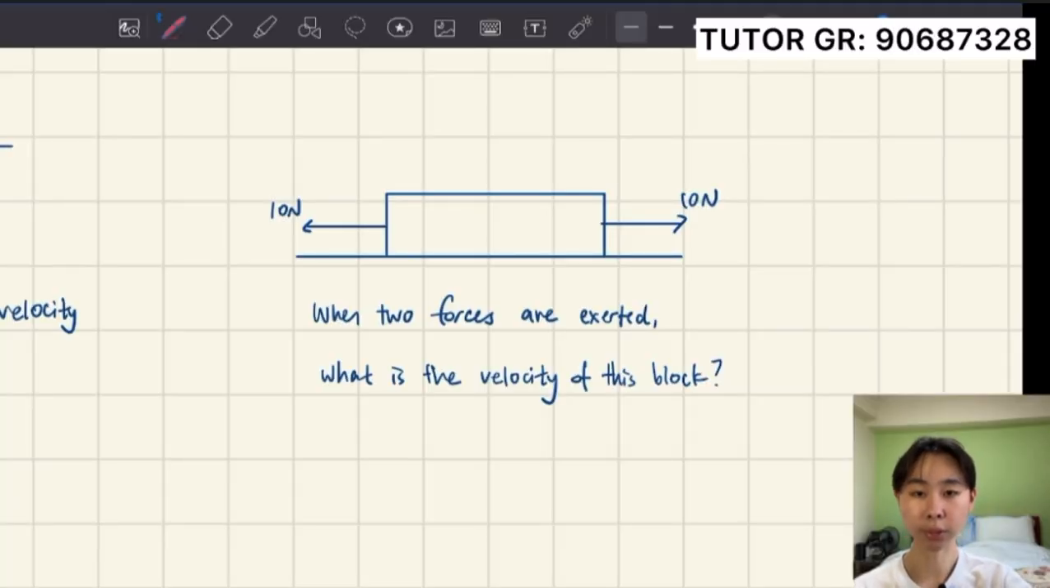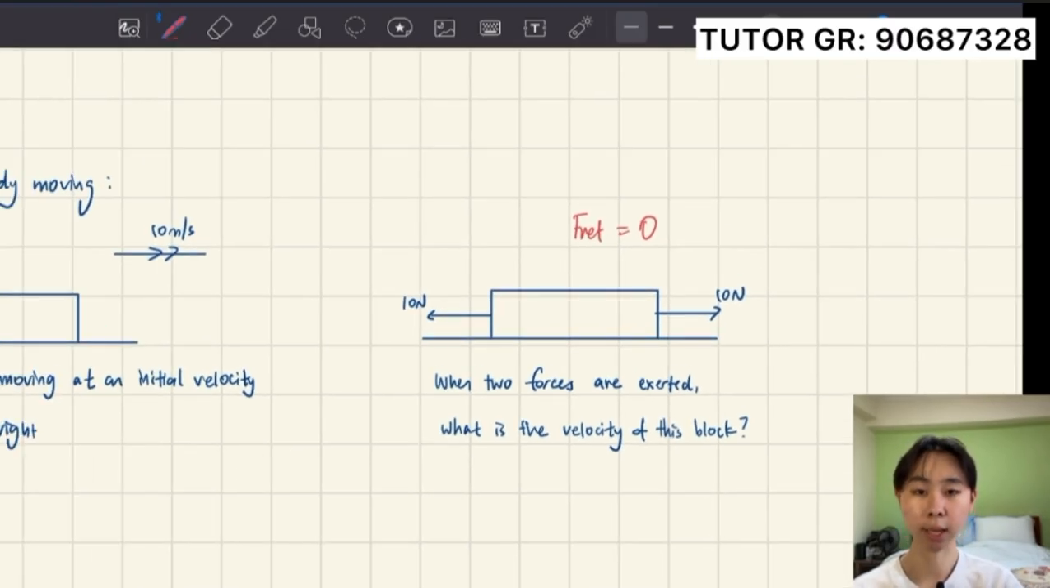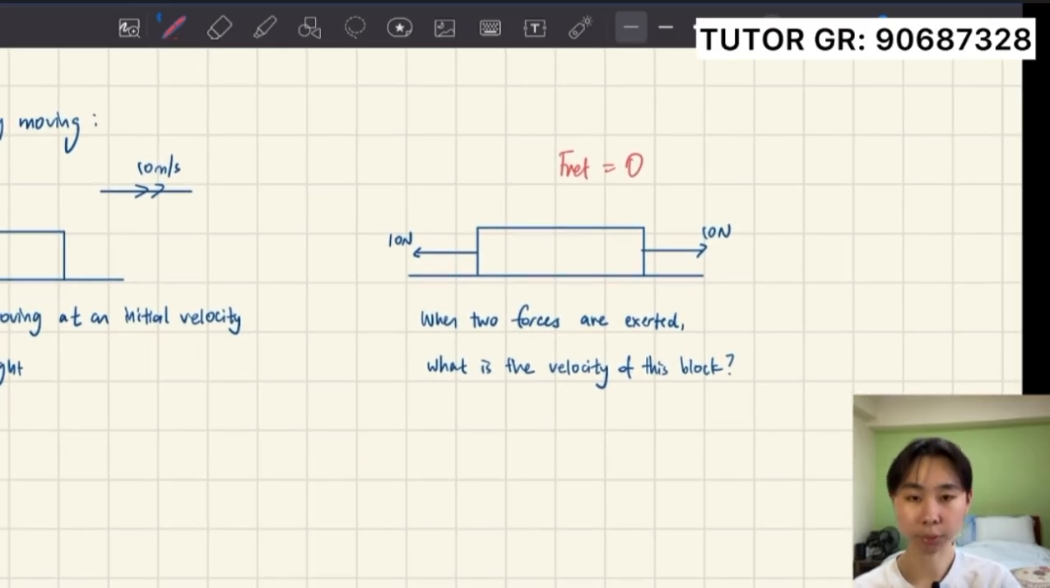When you have two forces exerted on this block, you need to think of your resultant force first. The resultant force in this case will be equal to 0 because they cancel each other. So the resultant force, or net force, will be equal to 0 newtons. We learned under Newton's first law that if there's no resultant force acting on an object that is already moving, it will just keep moving in the same direction at the same speed. So since the object is originally moving at 10 meters per second to the right, it will continue at 10 meters per second to the right also.